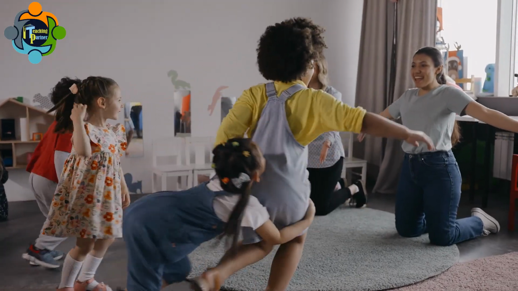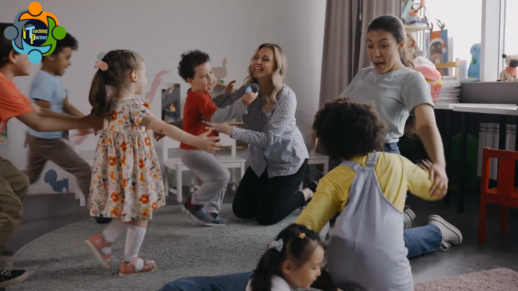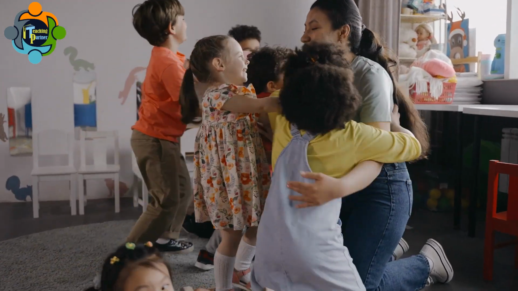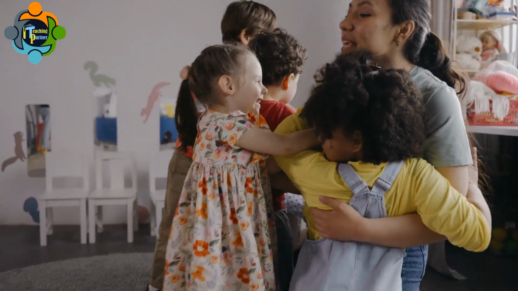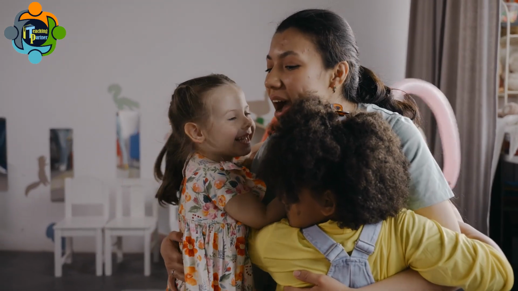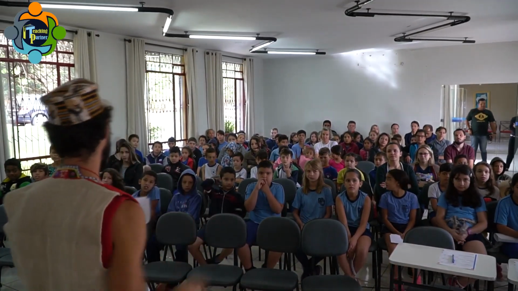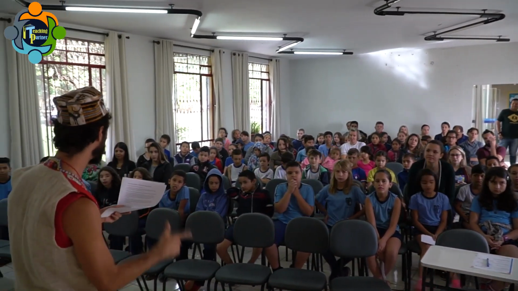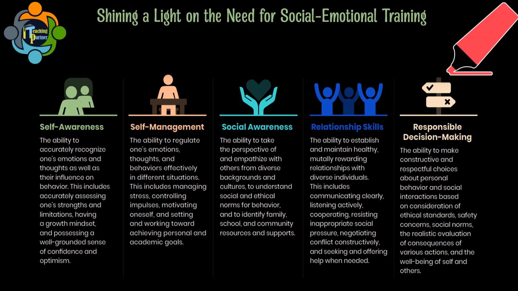Finally, teachers can serve as role models for their students. By demonstrating positive behaviors such as active listening, empathy, and respect for others, teachers can teach their students these important skills by example. In conclusion, social and emotional learning plays a very important role in fostering overall well-being and academic success.